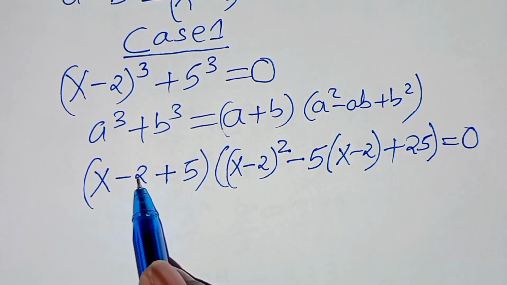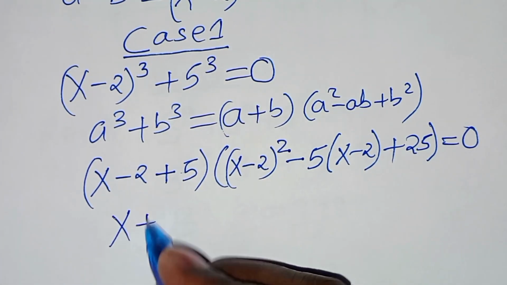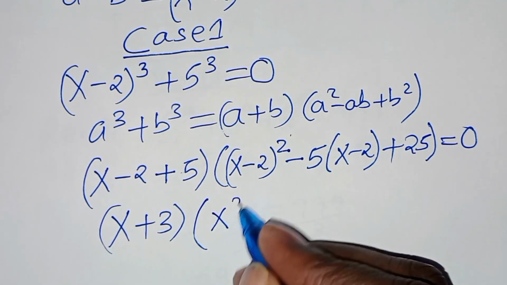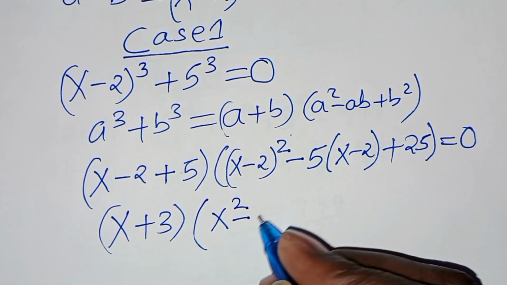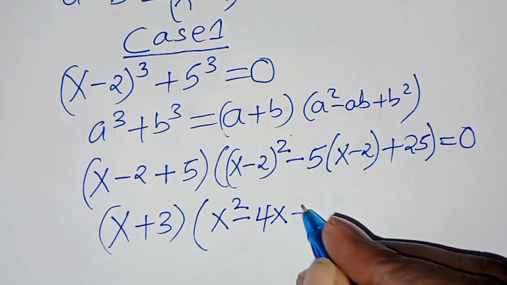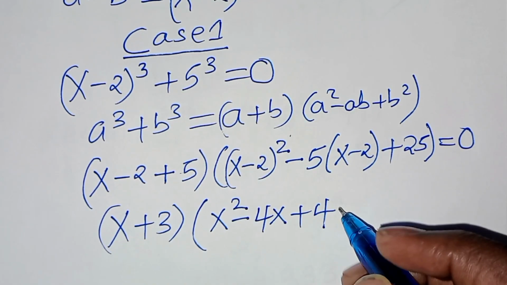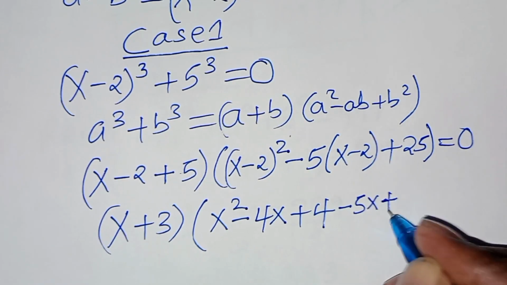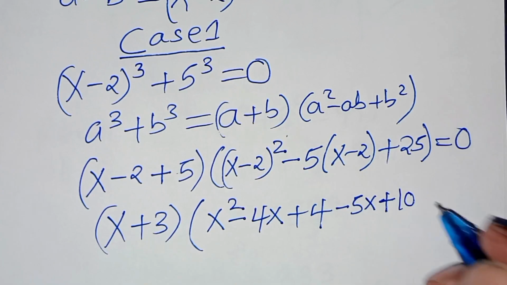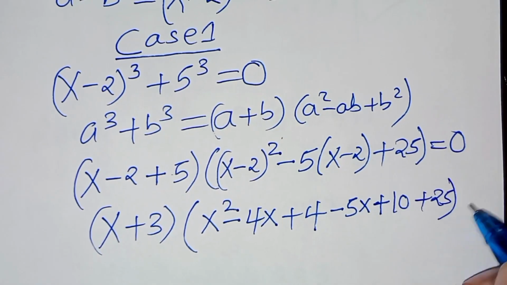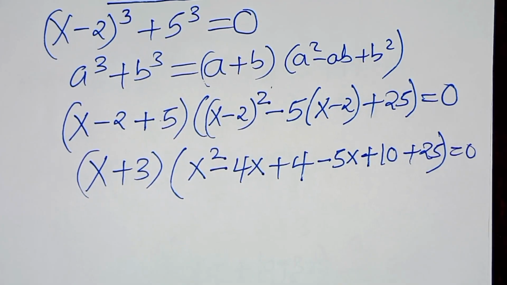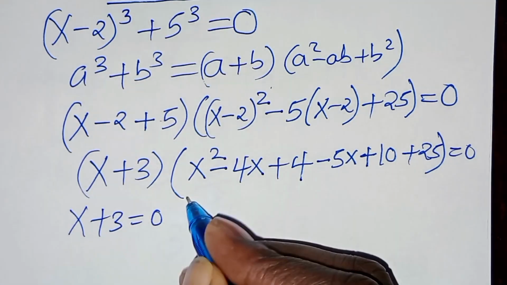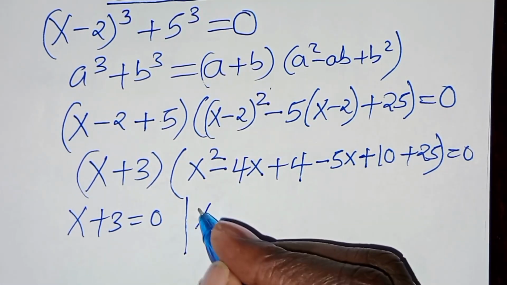So here we have x − 2 + 5, this is the same thing as x + 3. Then here we have (x − 2)^2, this is x^2 − 4x + 4, then subtract 5 times (x − 2), this is −5x + 10, then plus 25, equal to 0. So we have two parts here. We have that x + 3 equal to 0 as one part, and here we have x^2.